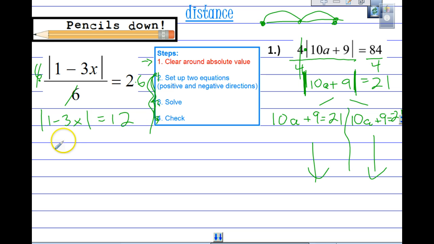Okay, next step is to subtract 1. Subtract 1 on both sides, right? No, don't do that. 1 minus 3x is 12. 1 minus x is negative 12. Then finish the problem. Now you can finish just like we've done.